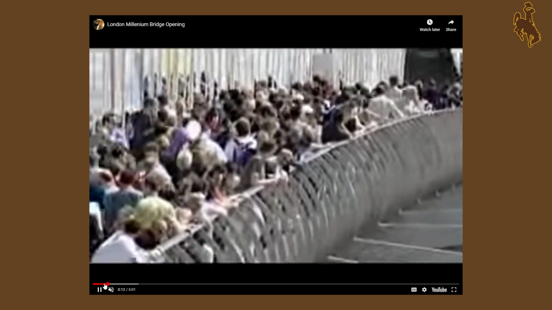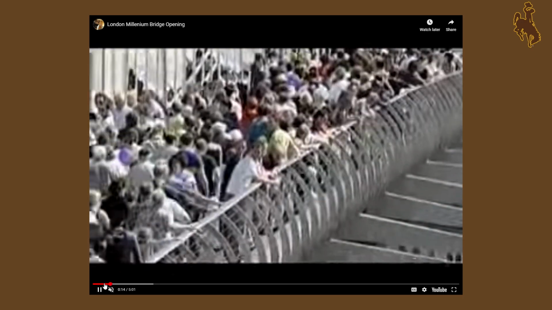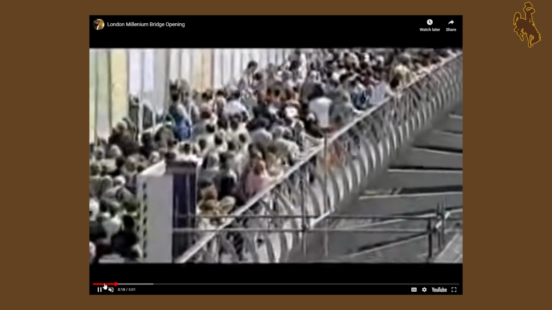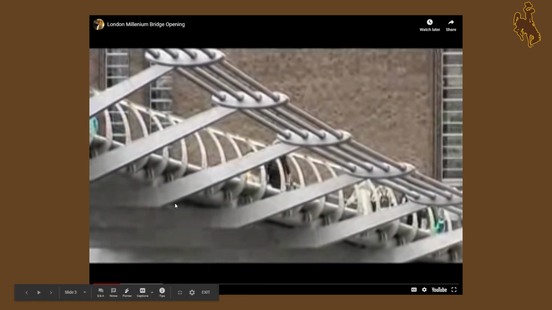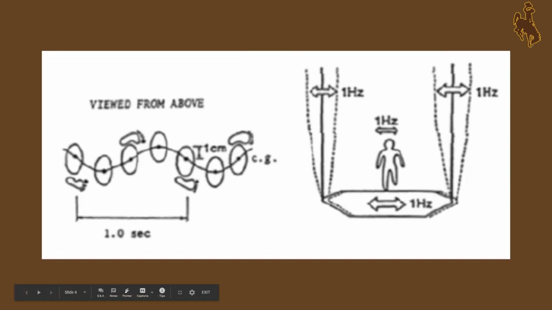This video is of the London Millennium Bridge in London on its opening day. You can see in the video that the bridge is swaying side to side, and this is the lateral excitation. So in this diagram, you kind of have a depiction of how the footsteps create this lateral movement, and a representation of how the lateral movement in the person of 1 hertz could sync up with the natural frequency of the bridge and cause that.